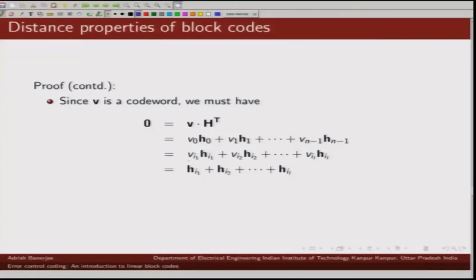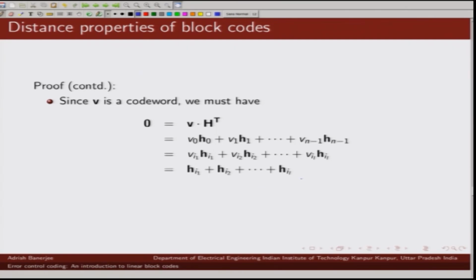So, here then the only terms that will be left are Vi1 Hi1 plus Vi2 Hi2 plus up to ViL HiL. Now, since Vi1, Vi2, Vi3, up to ViL are 1, we can write this as Hi1 plus Hi2 plus Hi3 up to HiL is going to be 0. And what are these Hi1, Hi2, Hi3? These are columns of your parity check matrix H.